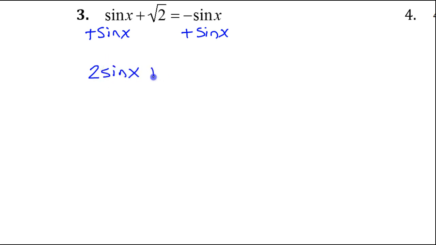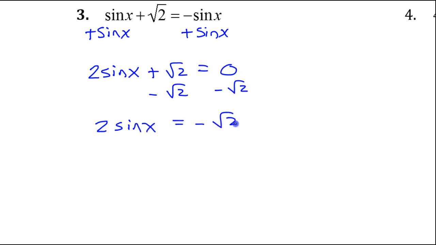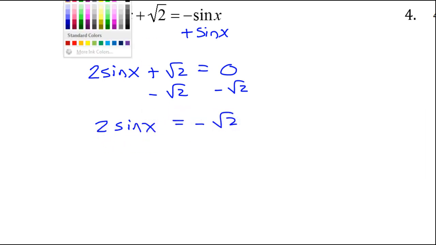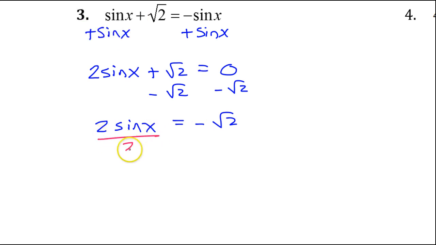So now I have 2 sine x plus radical 2 equals 0 because these cancel out. I still need to get sine x by itself. So I would subtract radical 2 from both sides. That will give me 2 sine x is equal to negative radical 2. To get sine x by itself, I need to divide both sides by 2. So that's going to give me sine x is equal to negative radical 2 over 2.